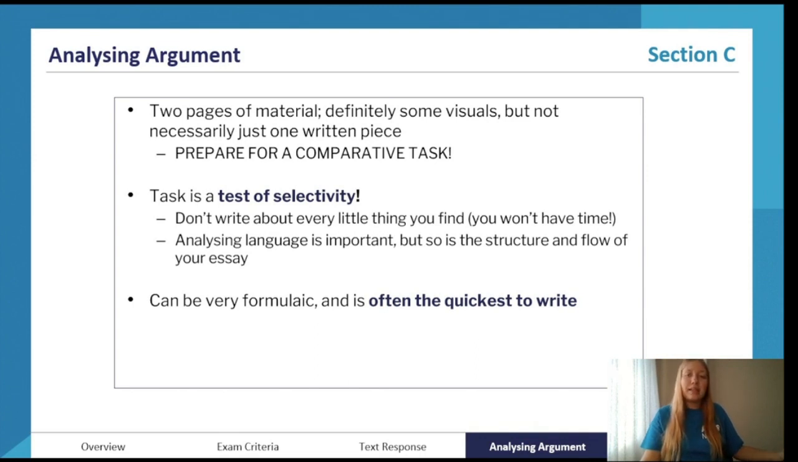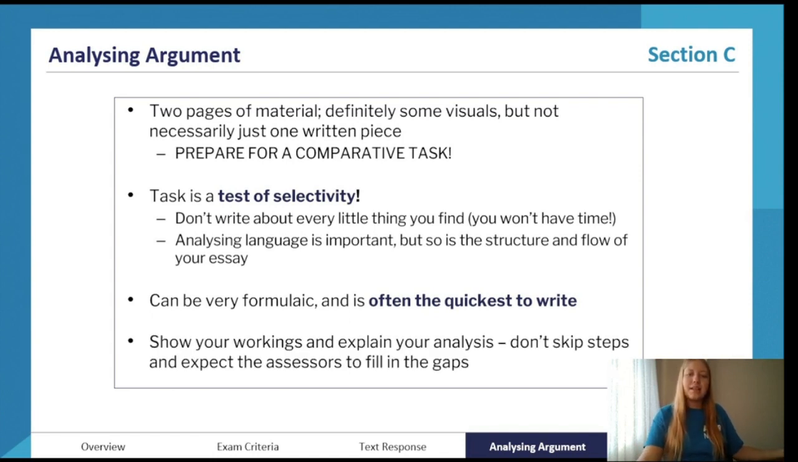It's also really therefore possible to get very good at this section and get really high marks here. And you can do that for year 12. That should be your aim. If you struggle with English overall, definitely analyzing argument is a great section to focus on because of how formulaic it is. You need to show your workings and explain your analysis.